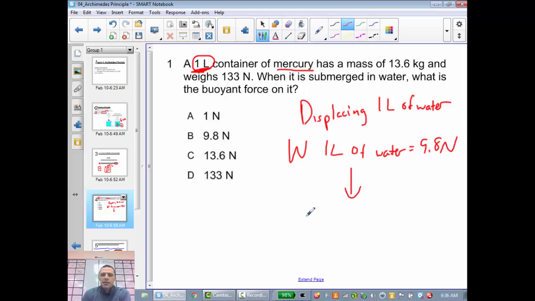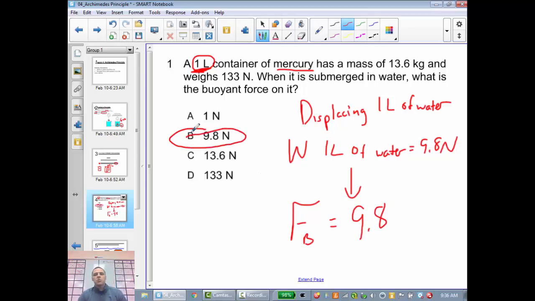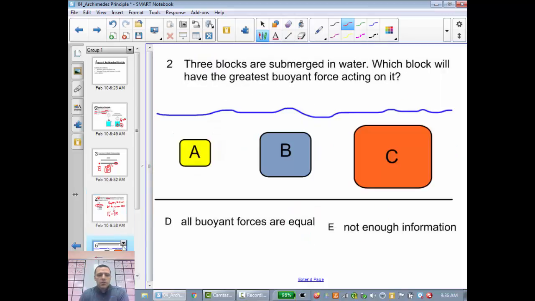And that is the buoyant force. Buoyant force is 9.8 newtons. That's how much water was displaced. That's the weight of the water that was displaced, and that's the buoyant force. It doesn't matter what the weight of the object is. Let's try a second example.